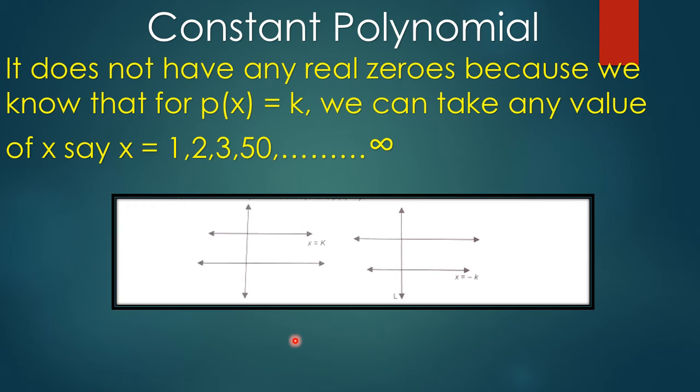So you might have learned in your class 9 what constant polynomials are. Now by seeing this geometric expression, you will come to know what a constant polynomial is. It does not have any real zeros because it is not touching the x-axis, and here p of x will be equal to a constant which is taken as k, and x value you can take any value 1, 2, 3, 50 to infinity.